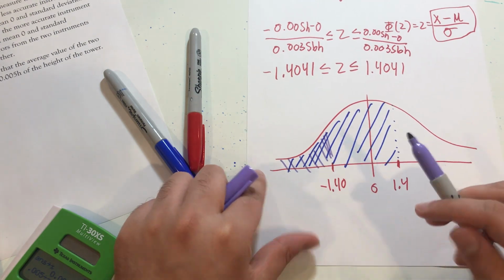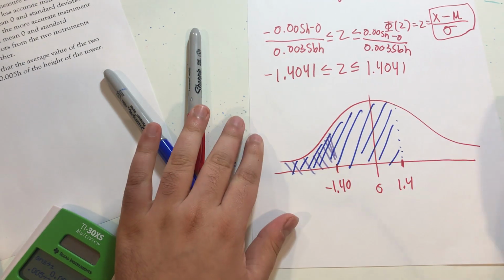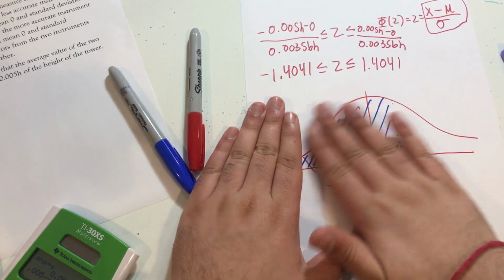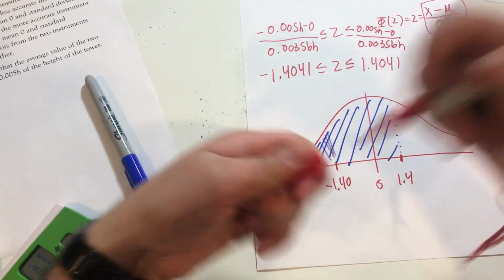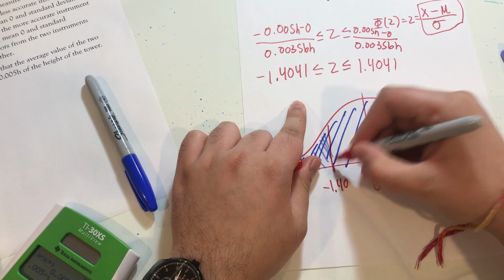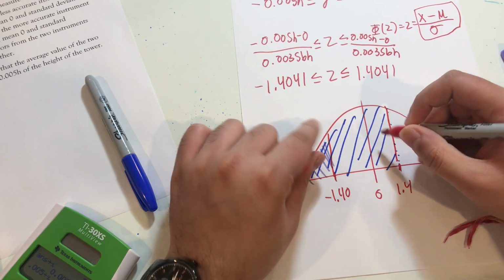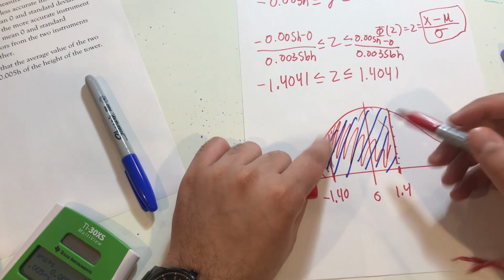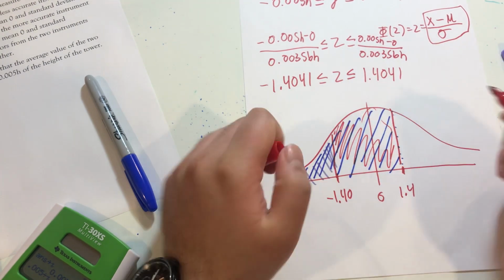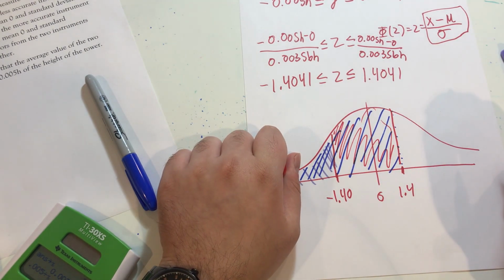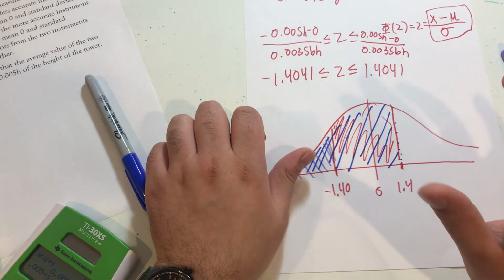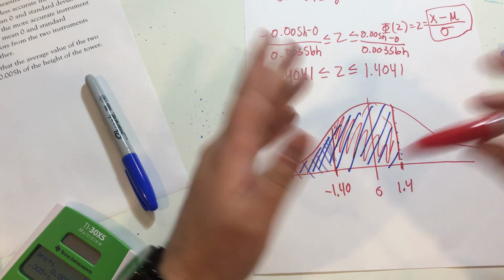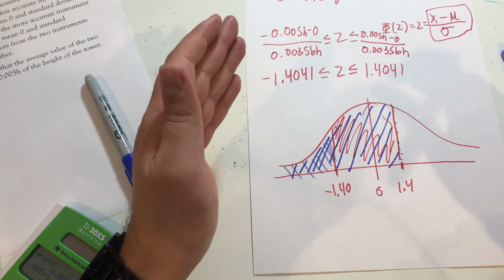And then we take this area away from this whole thing with a subtraction, and what we're left with is the area between here, which represents the probability of falling in that range. Hopefully that made sense, right? So let's go about actually looking this up.